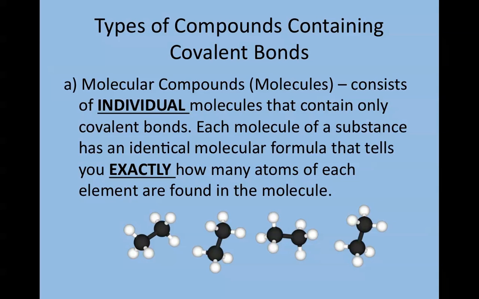Now we're going to talk about a couple of different types of compounds that you need to know that contain covalent bonds. The most common that we're going to be working with for basically the majority of this unit are molecular compounds or molecules. These consist of individual molecules that only contain covalent bonds. So when we talked about ionic bonds, we talked about a crystal lattice. Here we're talking about individual molecules. So each molecule of a substance has an identical molecular formula that tells you exactly how many atoms are found in the molecule.